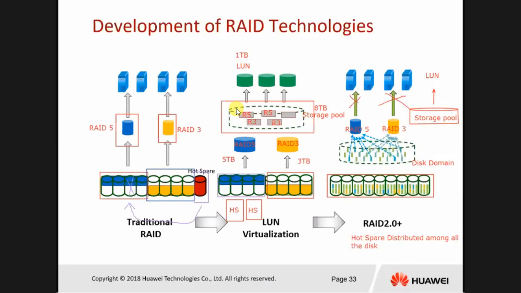So basically that is the concept of RAID 2.0 plus. You virtualize two layers: one layer on the disk, another layer on the RAID. That's what we call RAID 2.0. The benefit of RAID 2.0 is that your hot space is distributed among all the disks. You do not need to plan which disk is hot space. It will automatically distribute it among all the disks that you join into the same disk domain. So this is the RAID 2.0 plus technology.